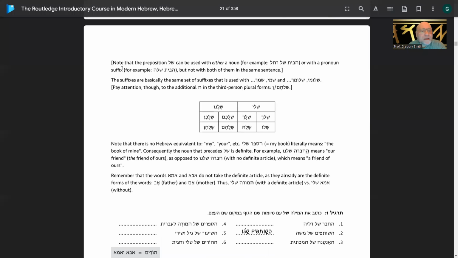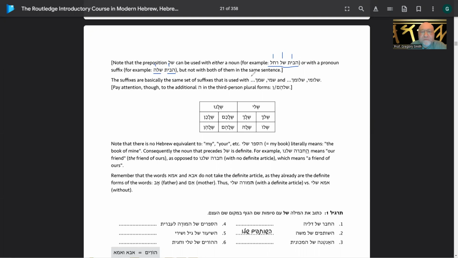Okay, so note that the preposition shel can be used with either a noun, so habayit shel Rachel. So we have the house belonging to Rachel, or the house of Rachel. Or with a pronoun suffix, for example, habayit shela. So I think shela would be like her house. So this is her house. So it's literally like the house of her.